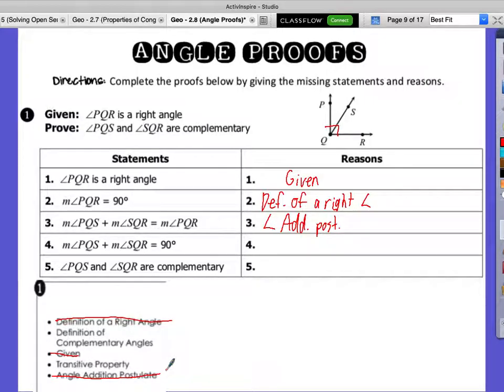Did we go from a lot of words to a lot of math? Did we go from words to math? So is it probably a definition or not? It's probably not a definition. Did we go from words to math from 4 to 5? No, it's the same. Hold on with me. From 4 to 5, do we go from math to words? Yes. So we're probably going to use a definition here.